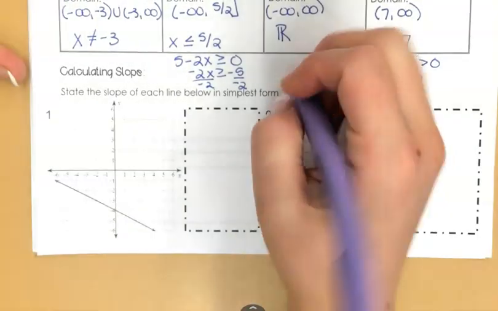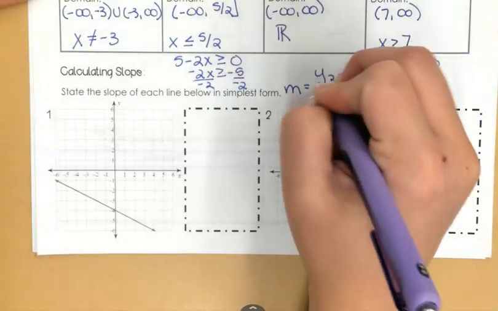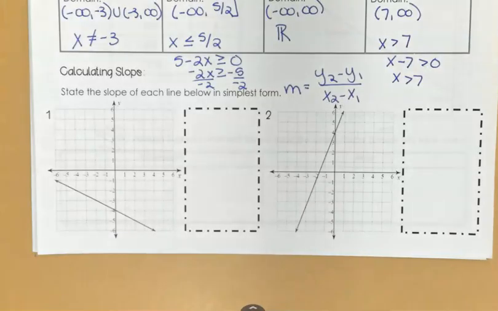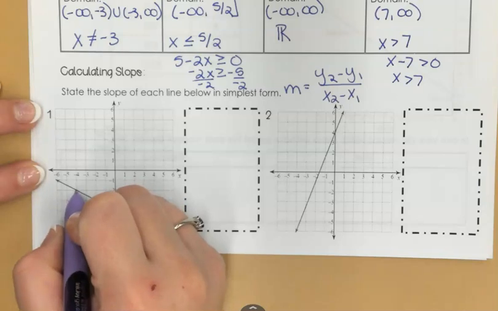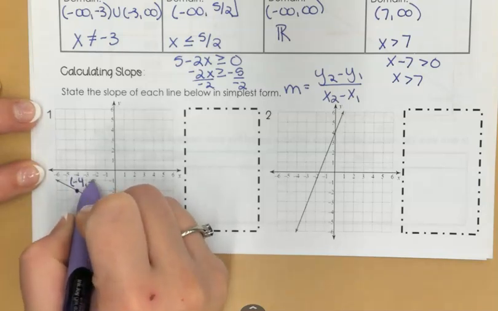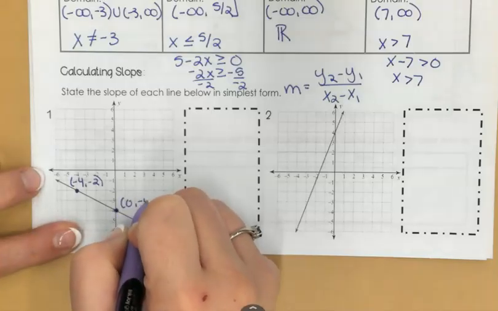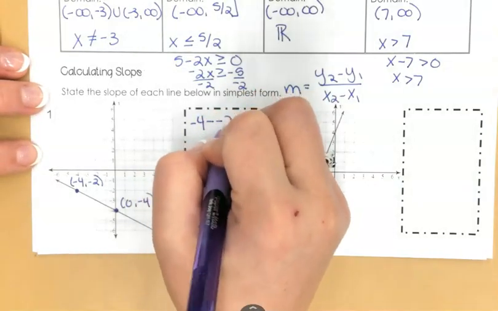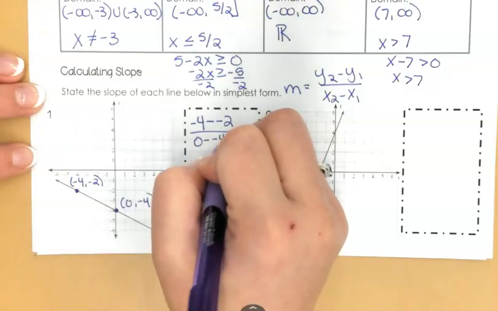Okay, switching gears a little bit, we are now going to calculate slope. If you are rusty on math, the formula we use, m to represent slope, is y2 minus y1 over x2 minus x1. And to calculate that, we just need to find 2 points on our graph. So on the first one here, I could take negative 4, negative 2, and 0, negative 4. To calculate my slope, that would be negative 4 minus negative 2 divided by 0 minus negative 4.